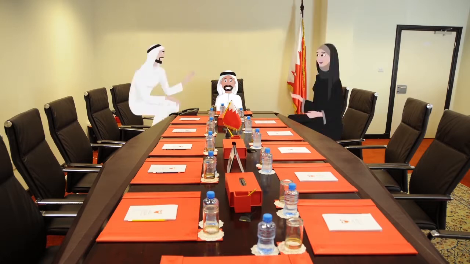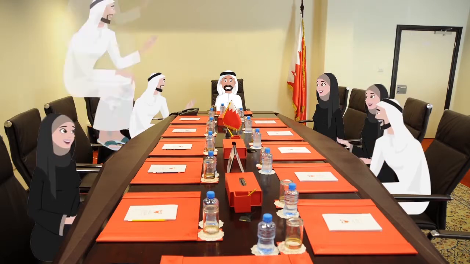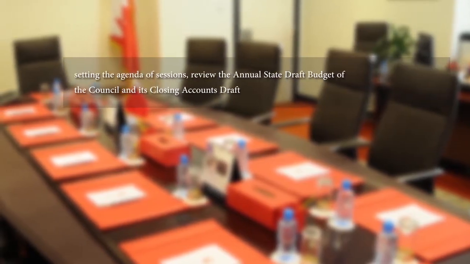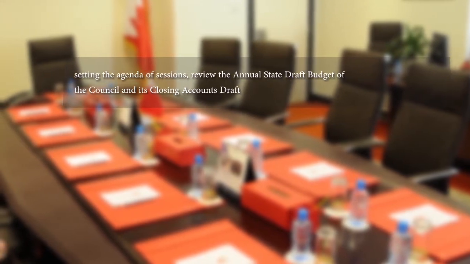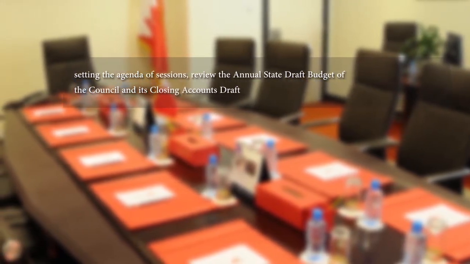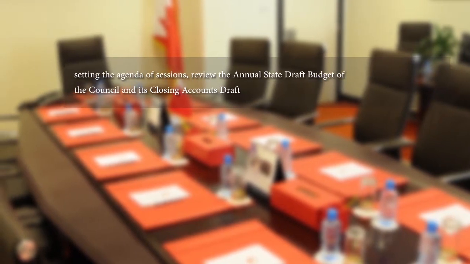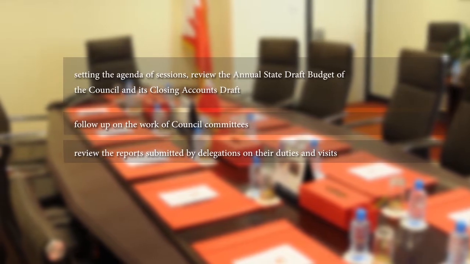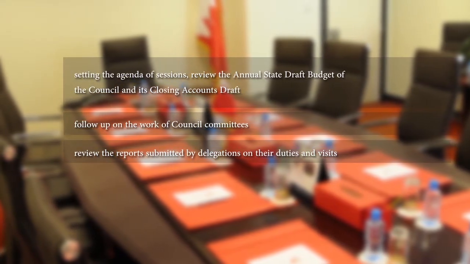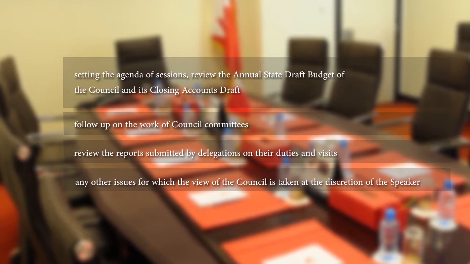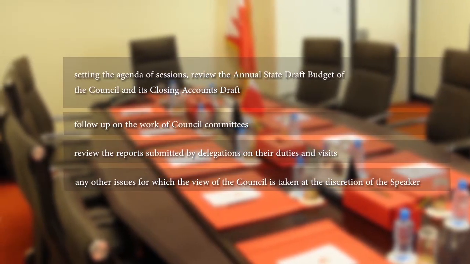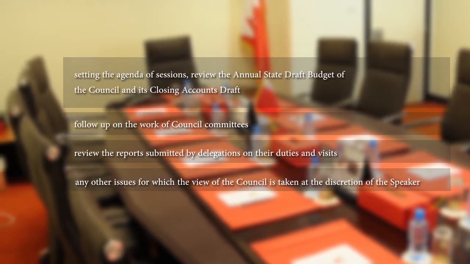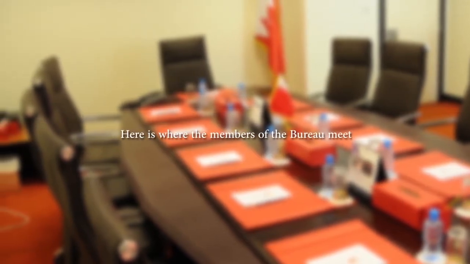The Council Bureau consists of the Speaker, Deputy Speakers, and heads of the 5 standing committees. The Bureau is concerned with setting the agenda of sessions, reviewing the annual state draft budget of the Council, and its closing accounts draft, following up on the work of the Council committees, reviewing the reports submitted by delegations on their duties and visits, and any other issues for which the view of the Council is taken at the discretion of the Speaker. And here is where the members of the Bureau meet.